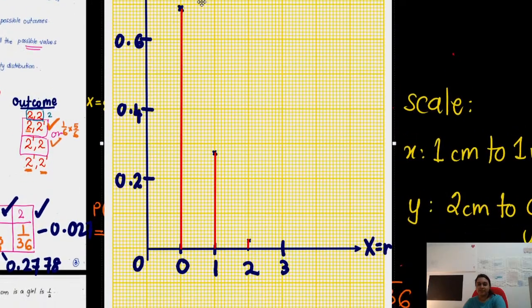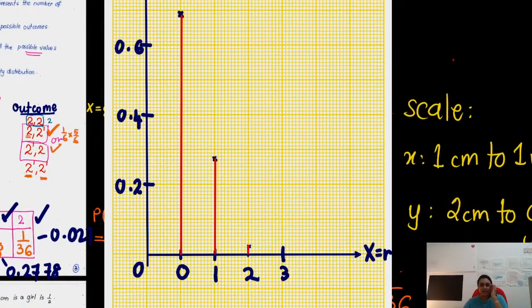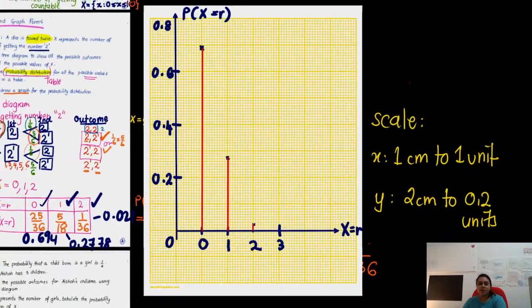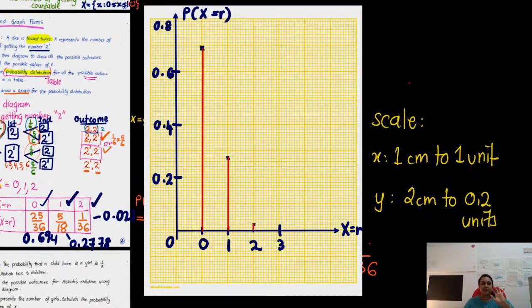Once you are done, consider this your probability distribution graph. Your graphs are straight line graphs. Oh, so small, the last one. Usually in your paper, I think it'll be just a bit only.